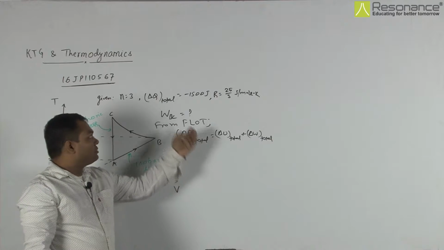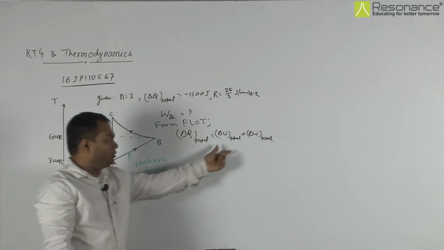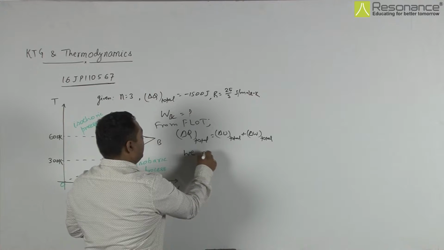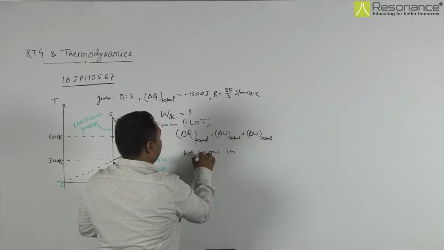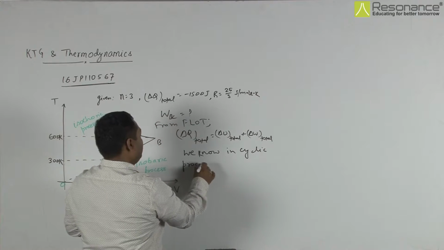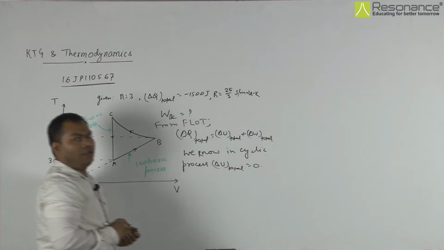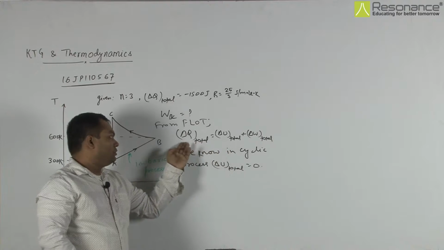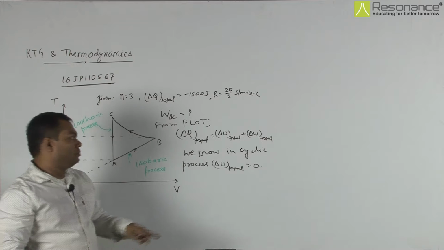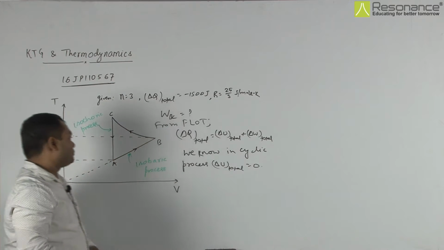This delta Q total is given, and we know in cyclic process delta U total is what? 0. We know in cyclic process delta U total is always 0. This value is 0, this is given, and it is asking to find work done for this particular path. So we'll have to calculate this value.